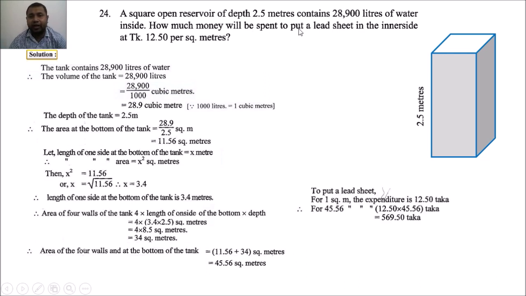For putting a lead sheet, it is told that 1 square meter expenditure is 12.50 taka. So 45.56 square meters expenditure is, if you multiply, you will get 569.50 taka. That is your answer, and we just got our answer.